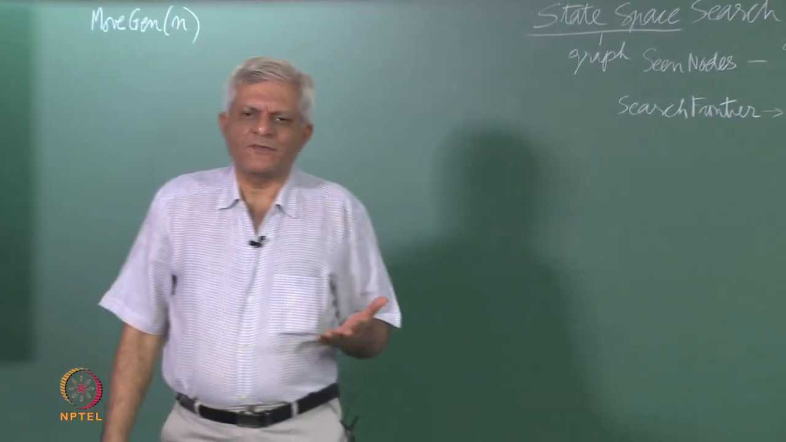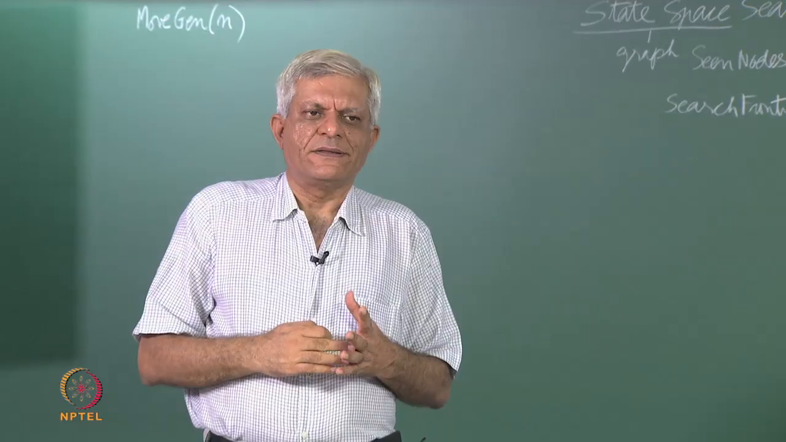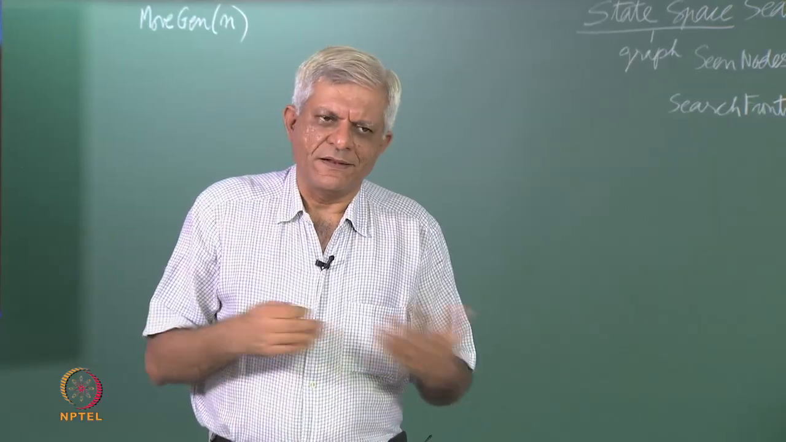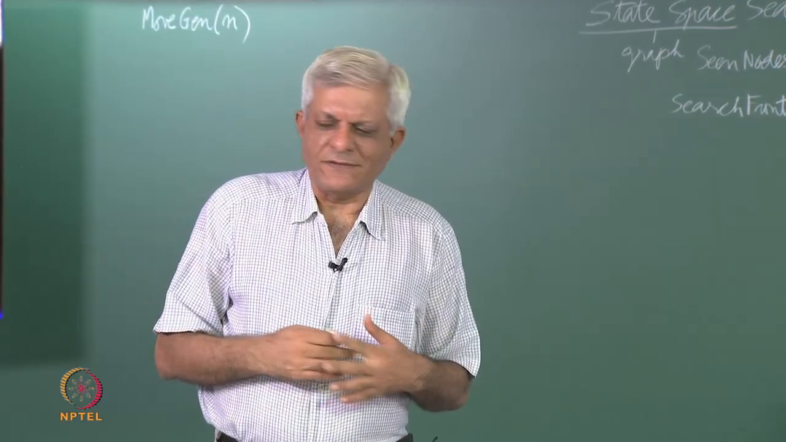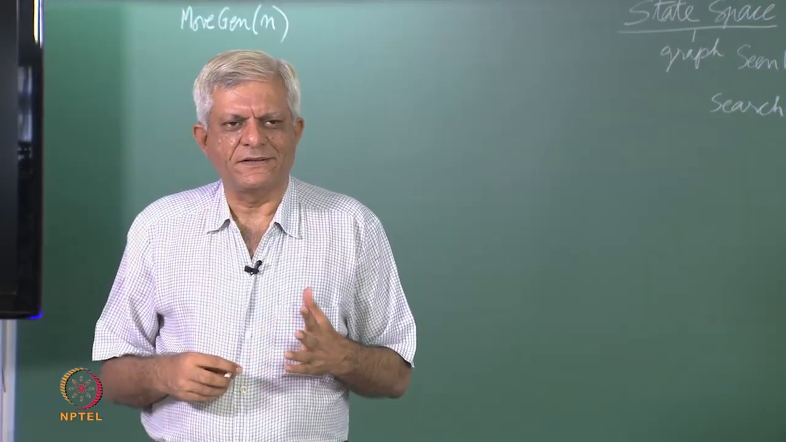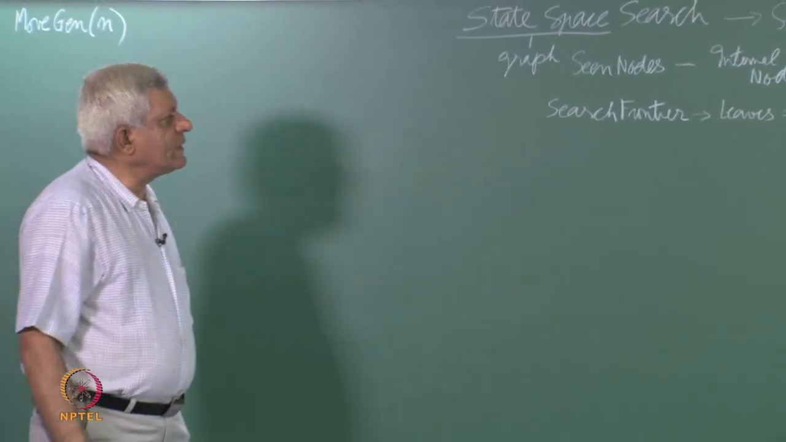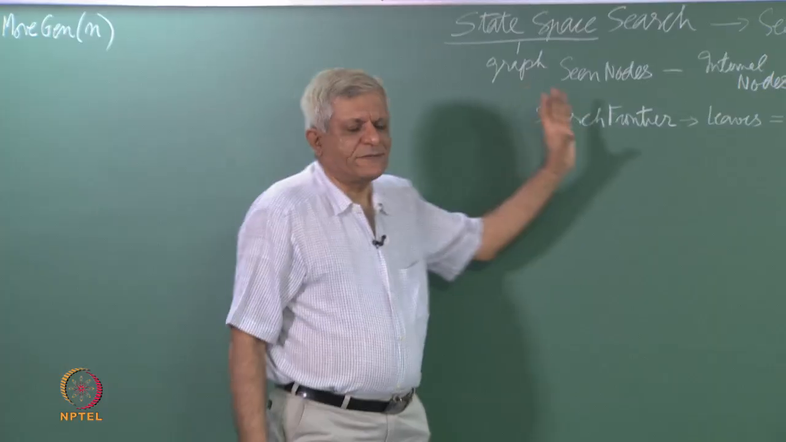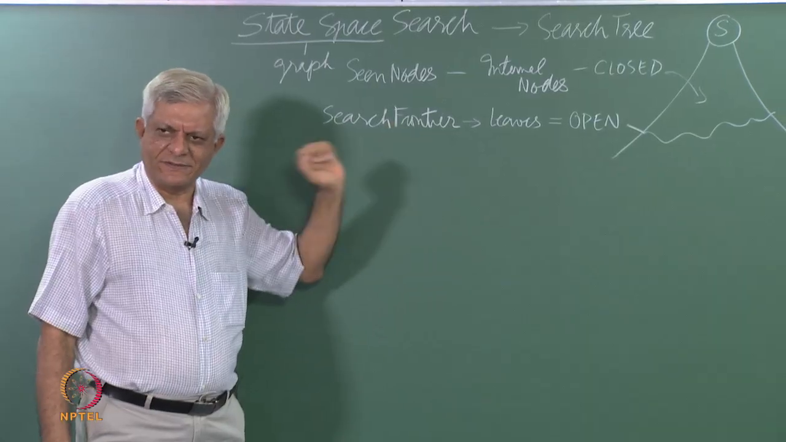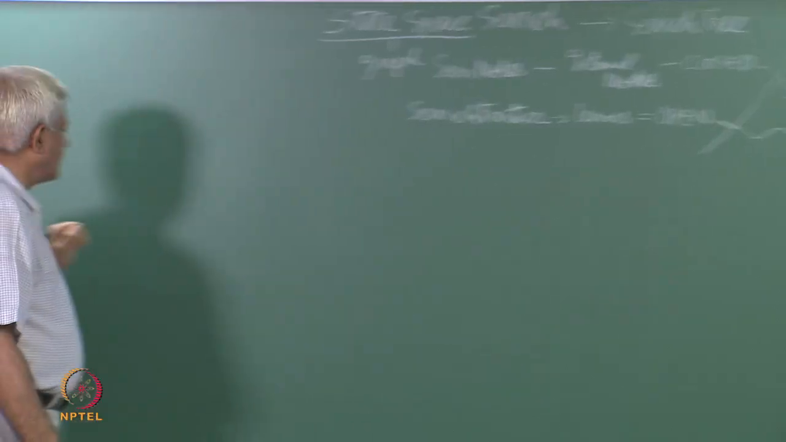So, we started off by saying that open and closed are sets. Then because we want to implement this using some algorithms, we said let us call them lists essentially. And as we will see today, a list structure is not necessarily the best structure. We will come to that in a little while. But basically the search tree is characterized by these two, let us call them sets or lists or whatever, open and closed essentially.